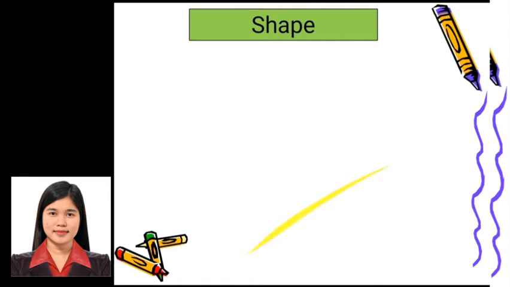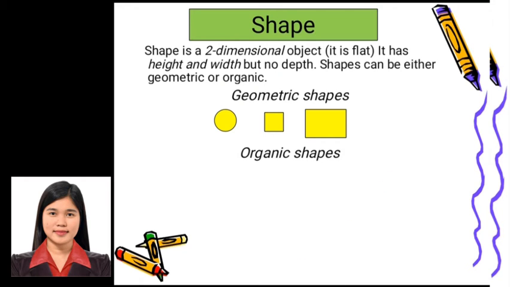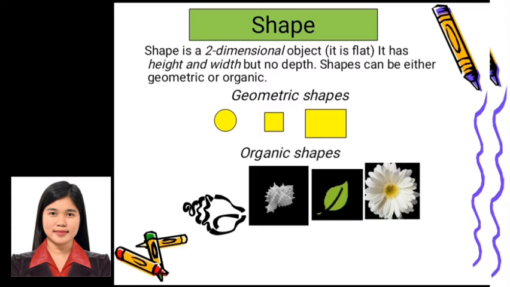So when we say shape, shape is a two-dimensional object. It is flat. It has height and width but no depth. Shapes can be either geometric or organic. So, geometric shapes such as circles, squares, and rectangles are regular and precise. They can be measured. Then next, the organic shapes. So organic shapes are irregular, such as shells, leaves, flowers, and so on.